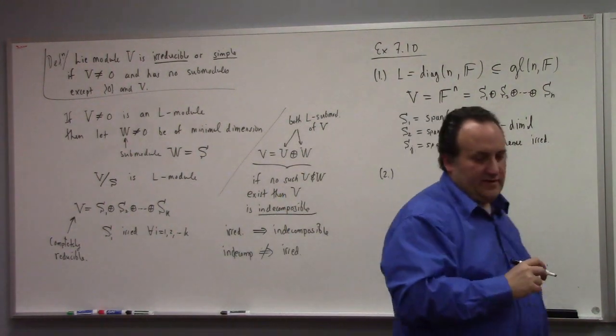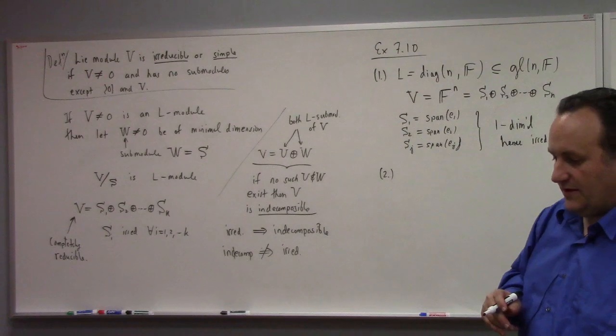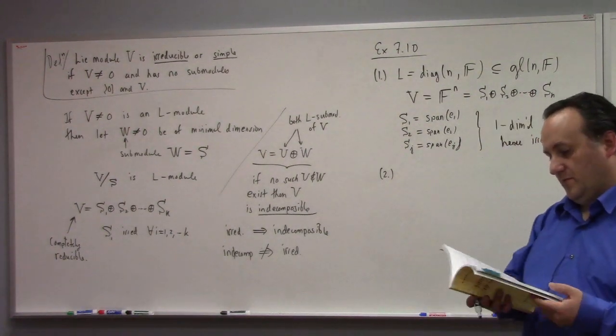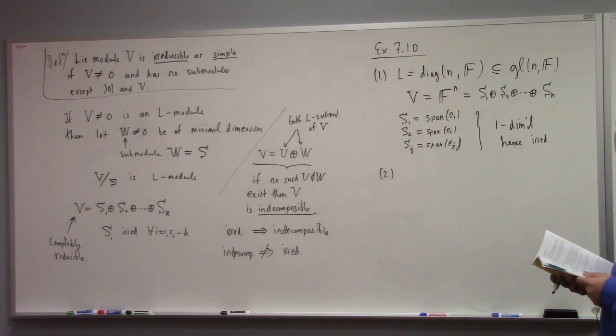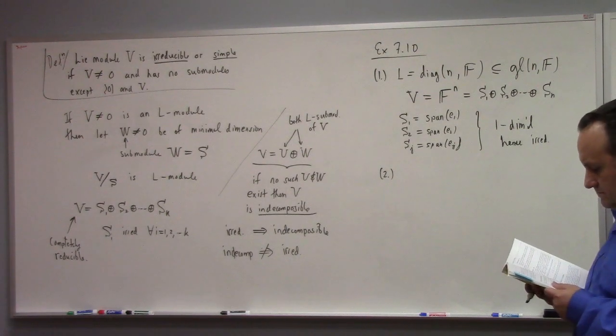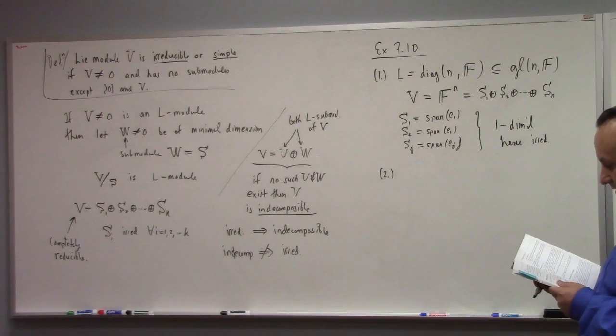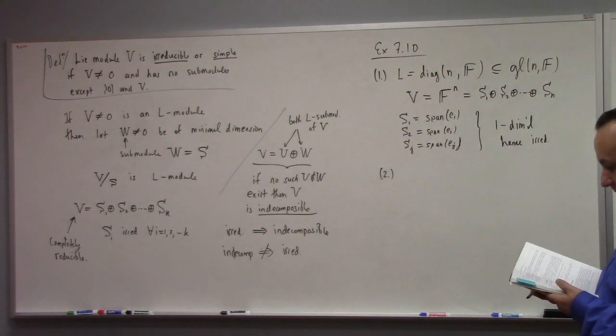And he has an advertisement here as this being a reinterpretation of a previous result. Here, the S_i are the weight spaces for L. And we can view this as a reformulation of example 5.2 in chapter 5.